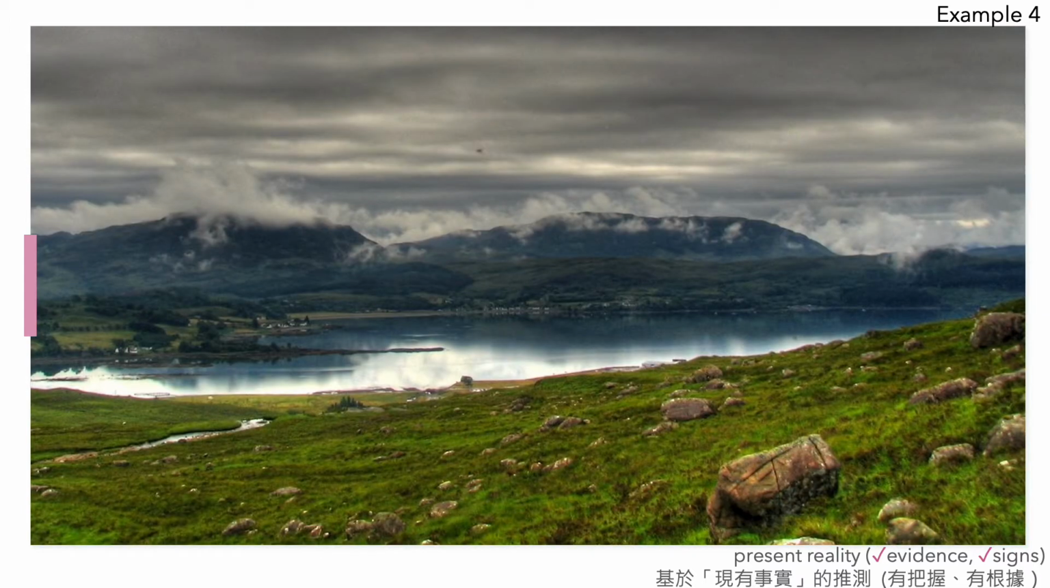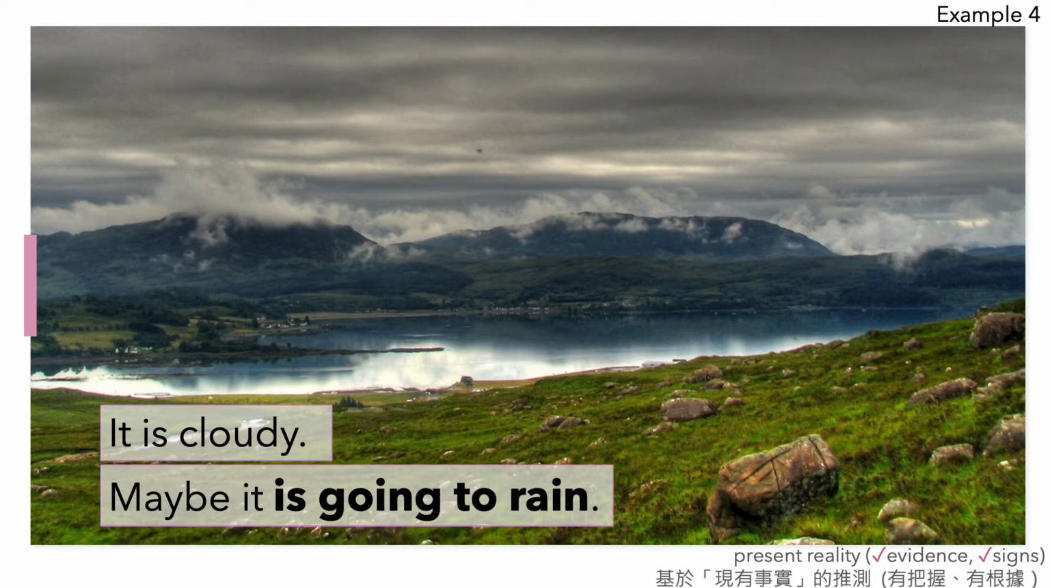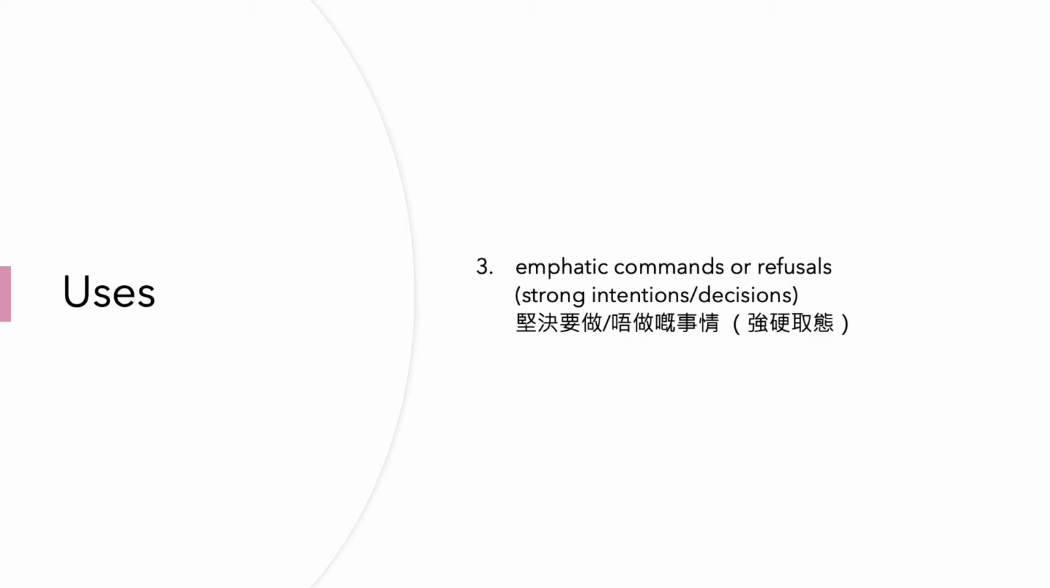Another example. Look at the clouds. It is cloudy, right? So we can say, maybe it is going to rain. So the clouds are the signs or the evidence of the present reality that maybe it is going to rain. The third use of be going to is about some emphatic commands or refusals. Maybe when you have some strong intentions or decisions of doing something, you can use be going to.